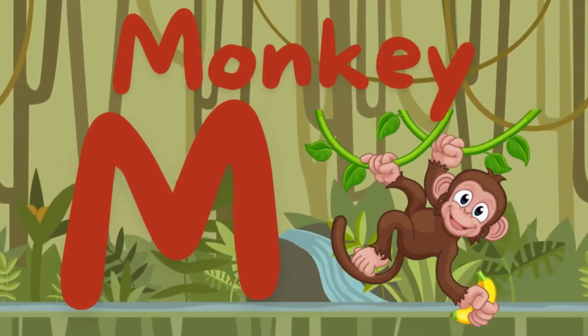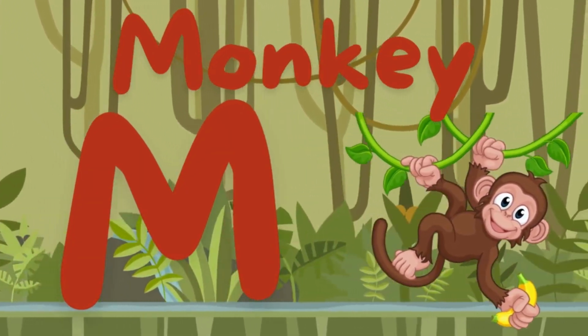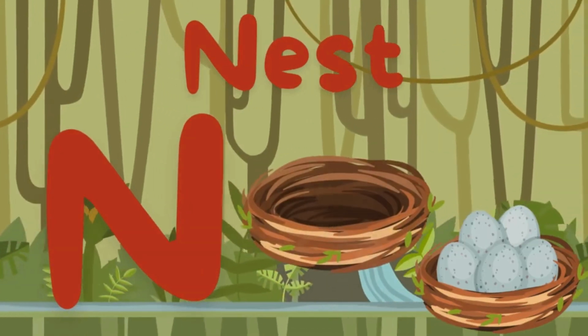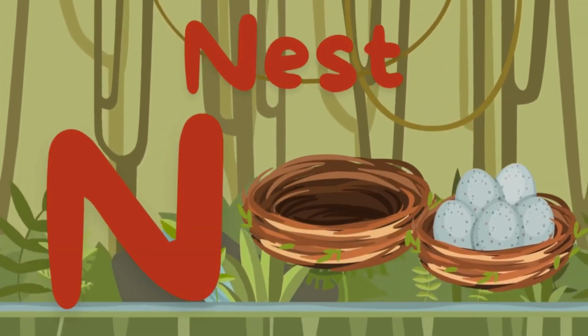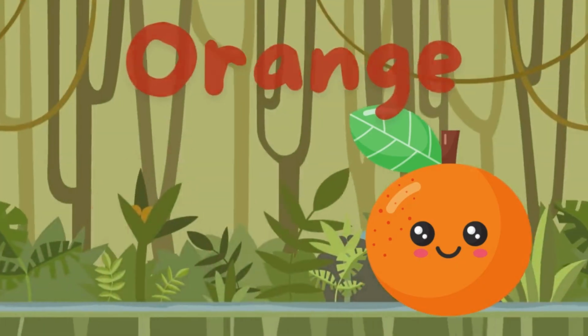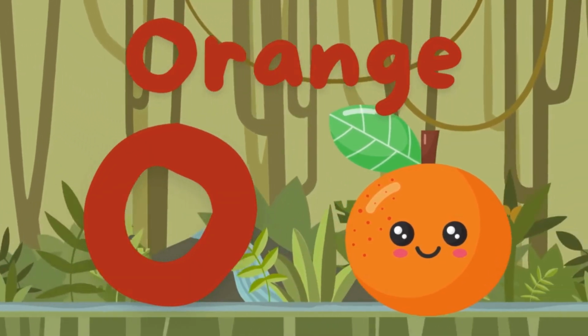M for monkey, this is a monkey. N for nest, this is a nest. O for orange, this is an orange.